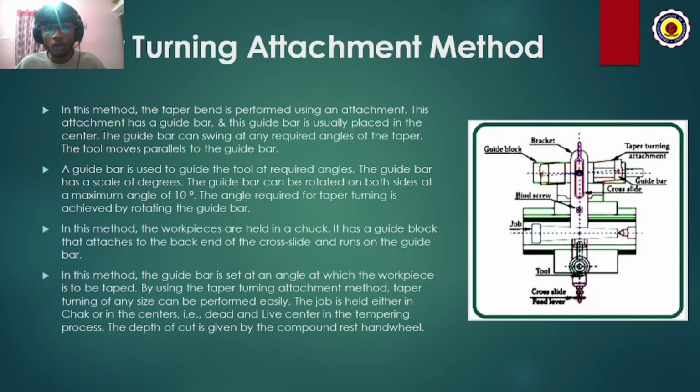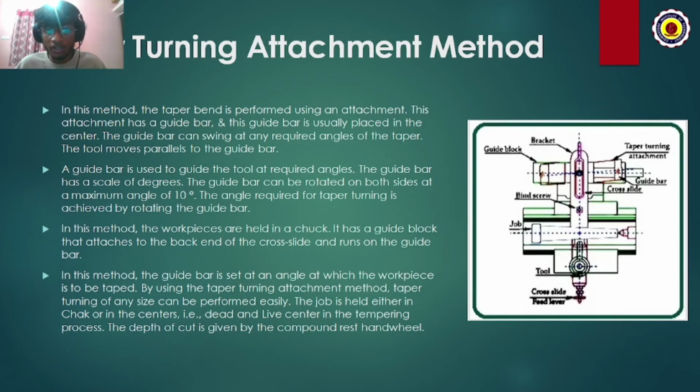It has a guide block that attaches to the back end of the cross slide and runs on the guide bar. In this method, the guide bar is set at the angle at which the workpiece is to be tapered. By using this taper turning attachment method, taper turning of any size can be performed easily. The job is either held in a chuck or in the center lathe, for example between dead and live centers in the turning process.